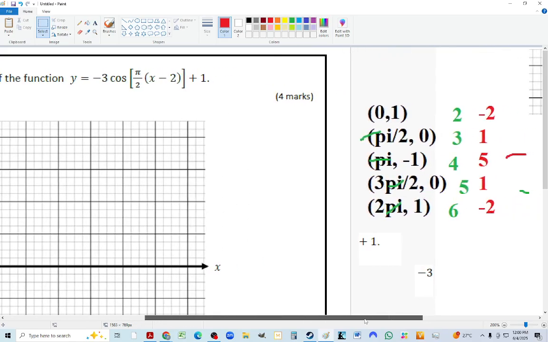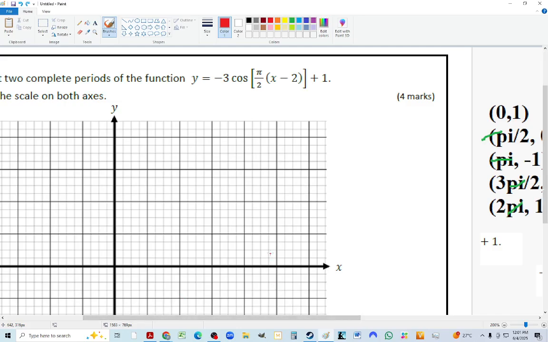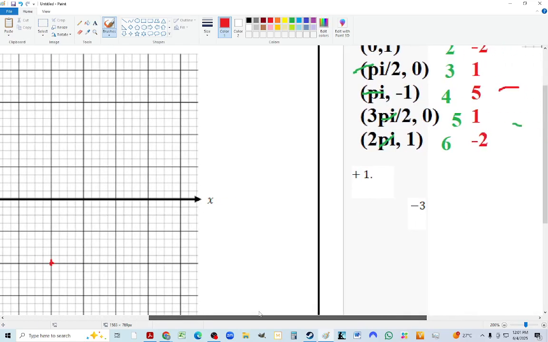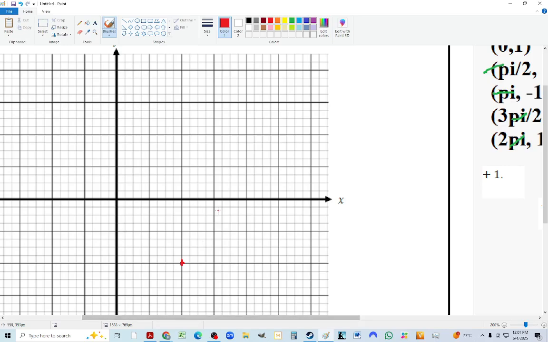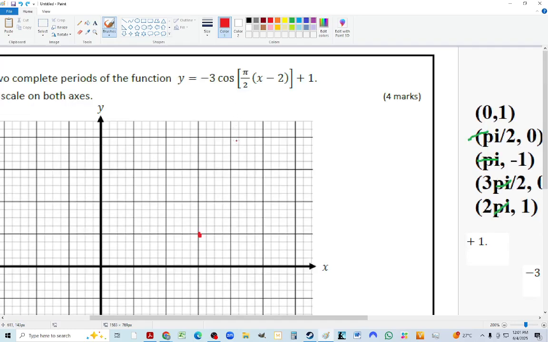It's easier if I just plot those points. 2 comma minus 1 is there. Sorry, it was 2 comma minus 2. There. 3 comma 1. There. That's the axis. 4 comma 5. That's the peak. So I accidentally didn't include 5 on here. Doesn't matter. Up there about.